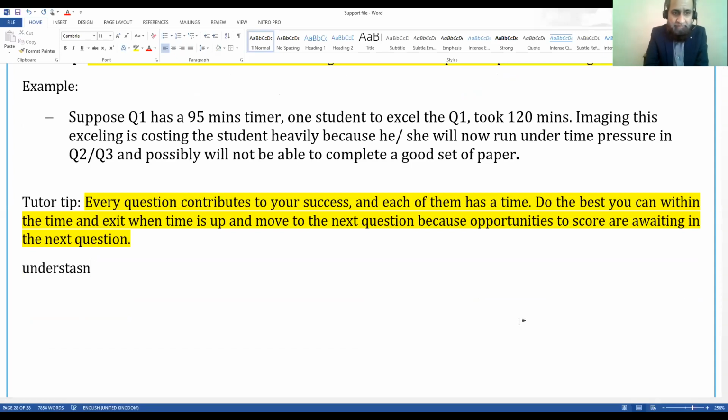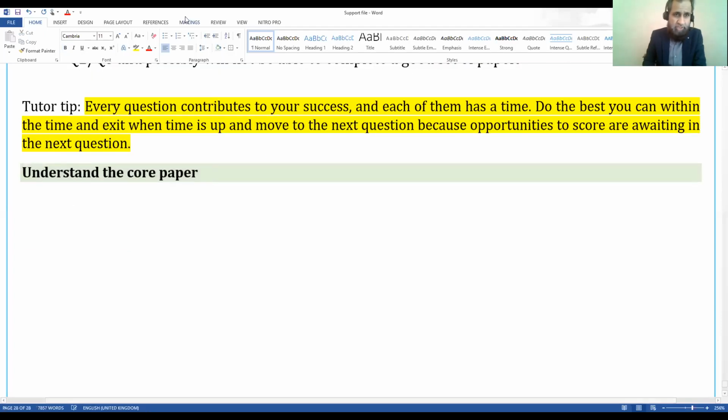Understand the core paper. Sorry, I forgot the C. Understand the core paper. Honestly, when you look at the core paper, this is how it should look like.